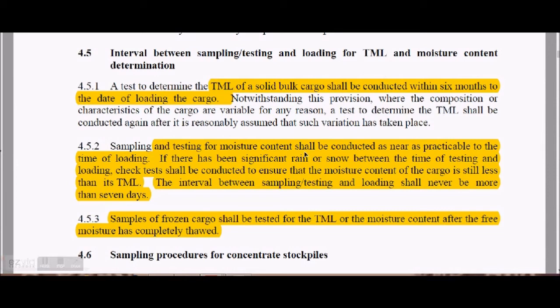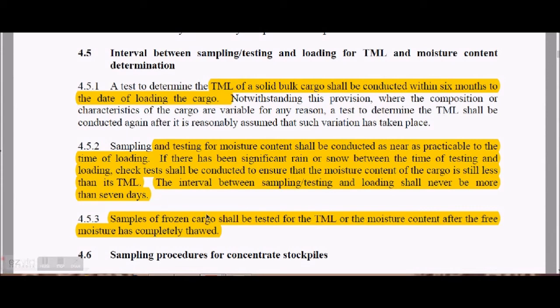The interval between sampling, testing and loading shall never be more than 7 days. Here it is given: okay, it is valid for 6 months, but here you have also 7 days. Samples of frozen cargo shall be tested for the TML or moisture content after the free moisture has completely thawed. So, okay.